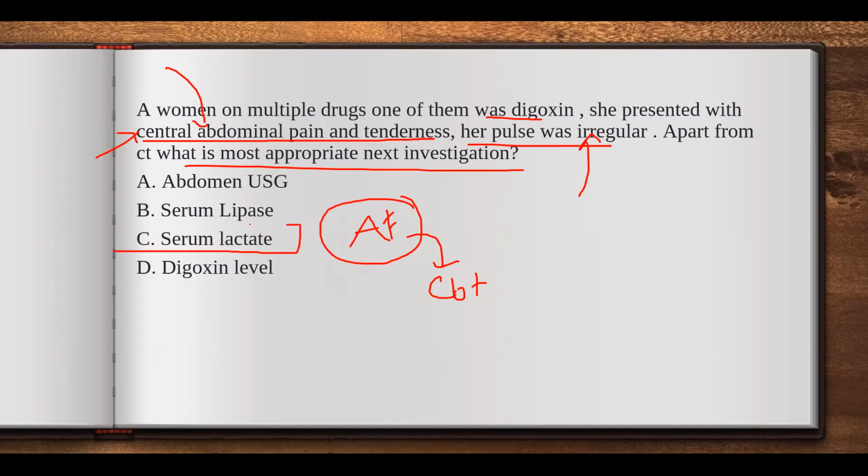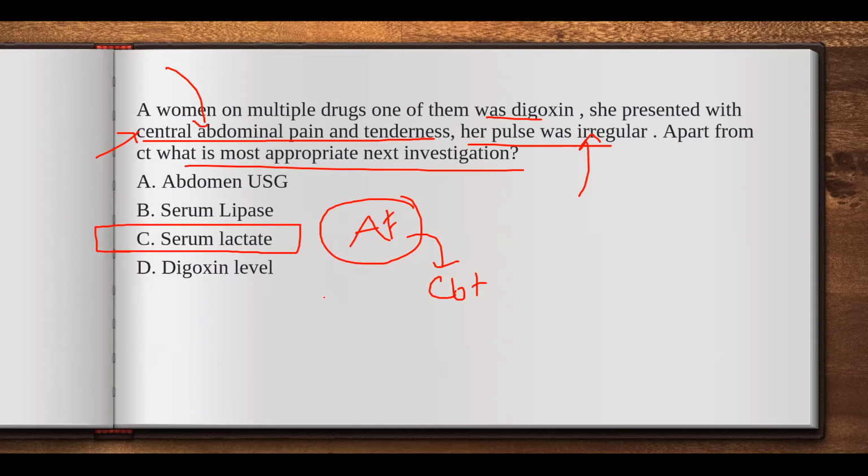So initially we choose serum lactate, guys. Not abdominal ultrasound. Abdominal ultrasound cannot show mesenteric infarction. If you want to confirm it, you have to do a CT angiogram, because abdominal ultrasound is not sophisticated enough to detect mesenteric ischemia. Very unlikely you will get anything on abdominal ultrasound.